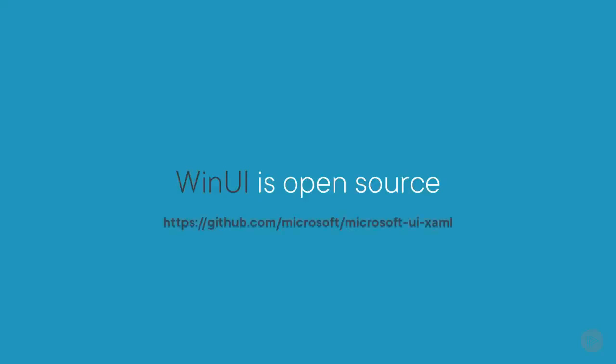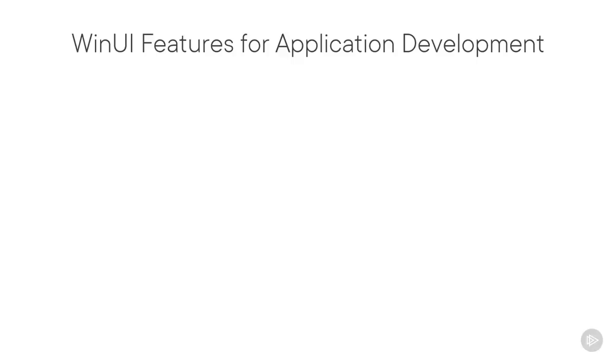You can find the source code on github.com/microsoft-ui-xaml. I recommend that you take a look at the issues in this GitHub repository. In the issues, you find announcements for WinUI community calls. These are monthly livestream events that you can join to connect with the WinUI team at Microsoft and with other WinUI developers.